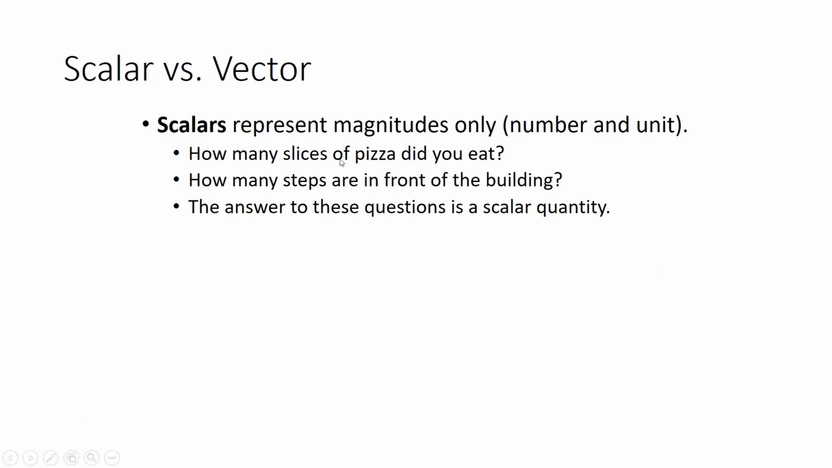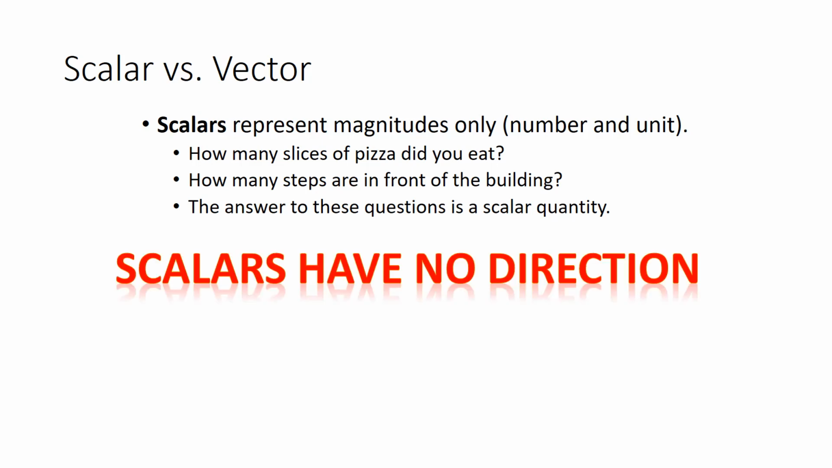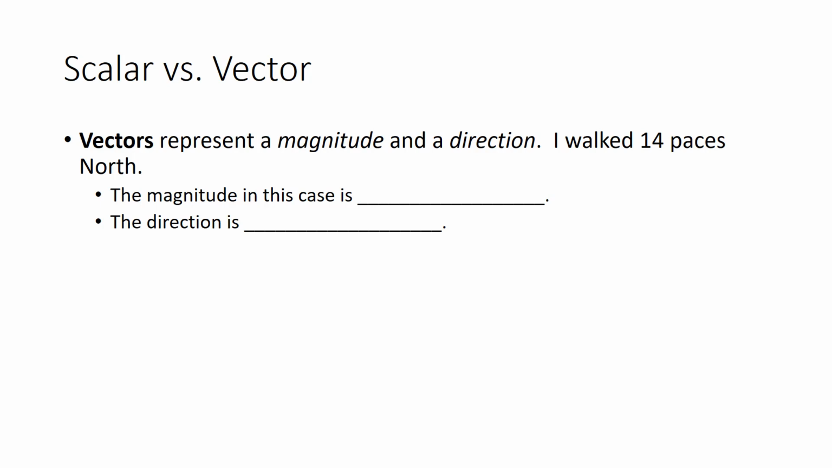So scalars, you should think of magnitude only. And the magnitude is a number and a unit. If I say 5 miles or 5 inches, that to you should make a huge difference. I haven't set a direction. It alone is just a magnitude. How many slices of pizza? You can't put a direction on that. How many steps in front of the building? No direction. And so the main thing here is scalar quantities have no direction.